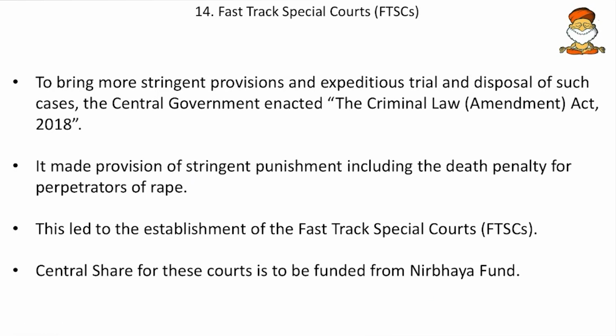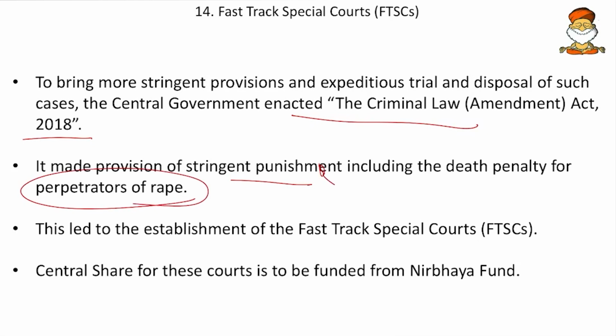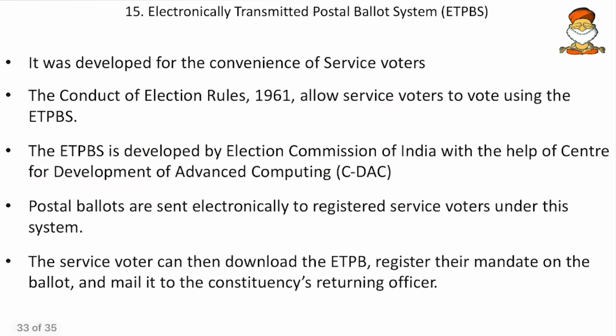Then to bring more stringent provisions and expeditious trial and disposal of such cases, central government enacted the Criminal Law Amendment Act 2018. So these fast track courts are established under this Criminal Law Amendment Act 2018. And this act made the provision of stringent punishment including the death penalty for the perpetrators of rape. So remember this fact. And then this led to the establishment of the fast track special courts, as we have discussed, and the central share of these courts is to be funded from the Nirbhaya Fund. So here remember the Parent Act which gives birth to the fast track courts, and also the funder, and also the purpose, and also the death punishment that is being amended.